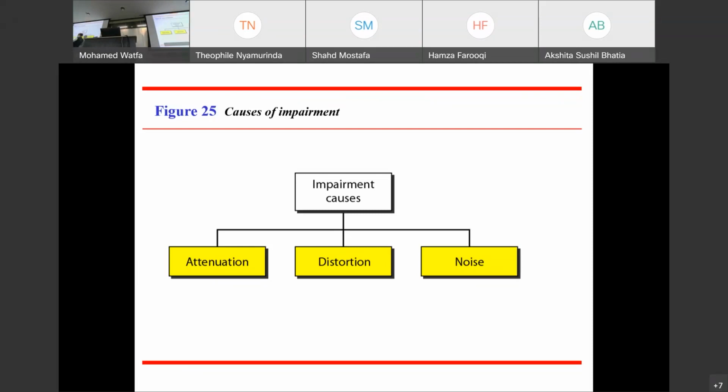Okay? The other one is distortion. You get distorted, again typically by external signals, by other signals. Very similar to noise, you know. And the last one is the noise itself that we are worried about.